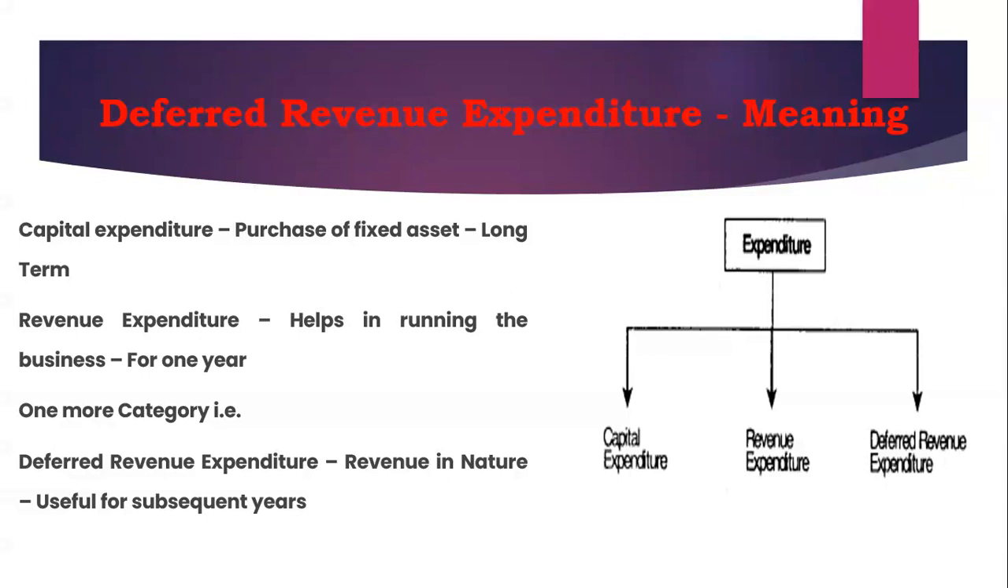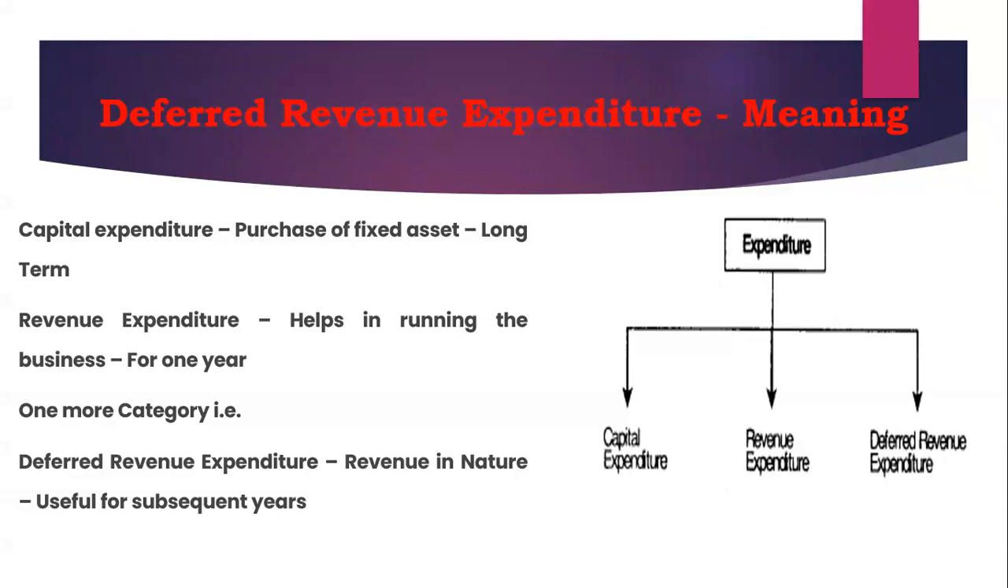Whereas, on the other hand, revenue expenditure is that form from which the organization derives benefit only for a period of 1 year. Basically, this helps in running the business. This is for just one accounting period. For example, cost of raw material, labor expenses, depreciation on assets, all these will come under revenue expenditure.